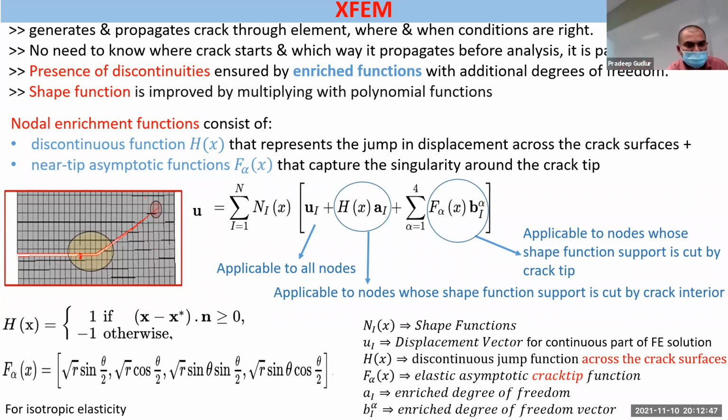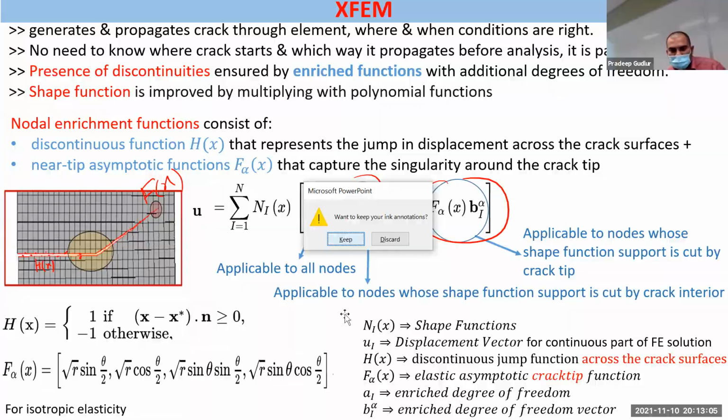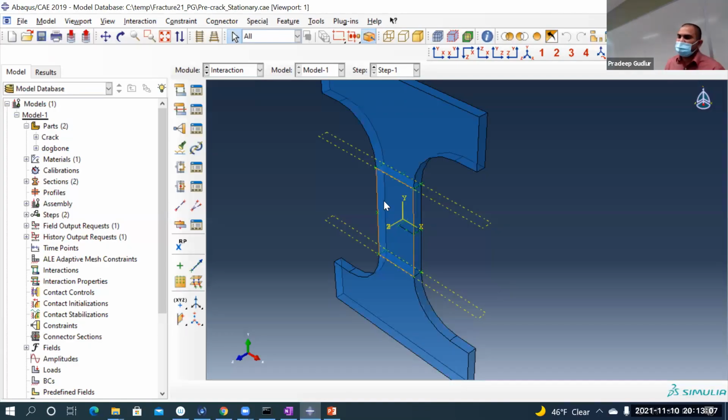So f of x asymptotic is at the crack tip. H of x is at all these locations. The Heaviside H of x is applied at all these locations because there is a jump there. So those are the additional things applied only in that enrichment region. Only in this green region, you have the phantom nodes and the real nodes. And the phantom nodes have additional degrees of freedom, and they can move separately from real nodes if some criteria is met.